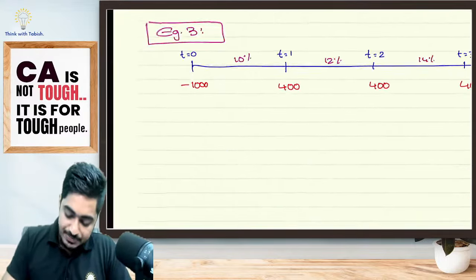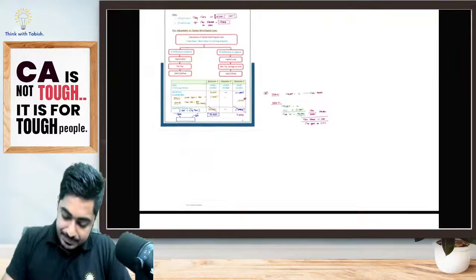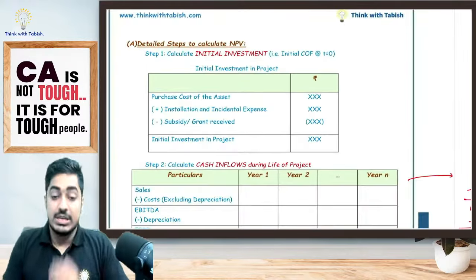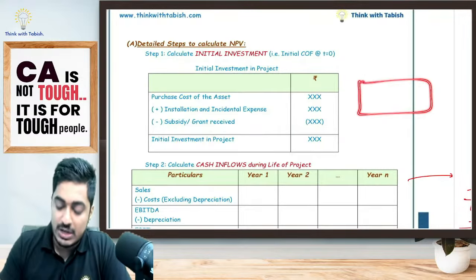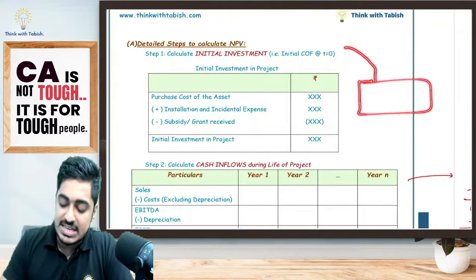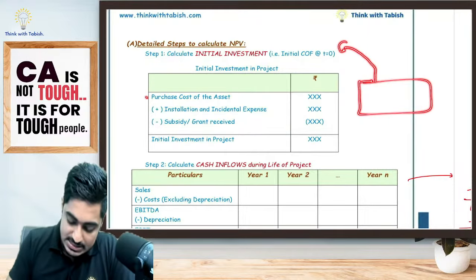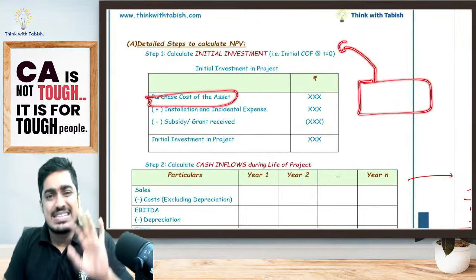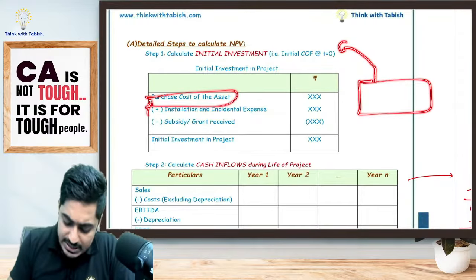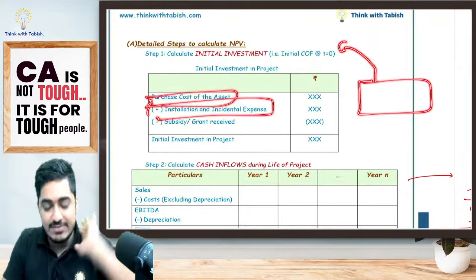Pay attention, everyone. First is going to be my initial investment. At the start of the project, what all amount will I be paying? Firstly, to purchase the asset, I will be paying the purchase cost. Now, to install the asset, I will be incurring some incidental expenses. That also I am paying, so I will add that.